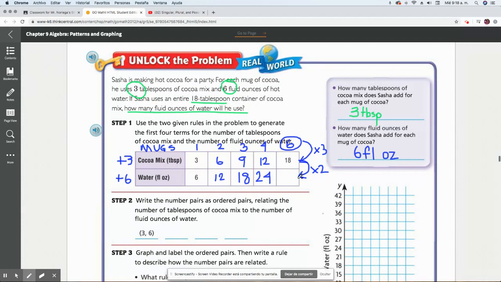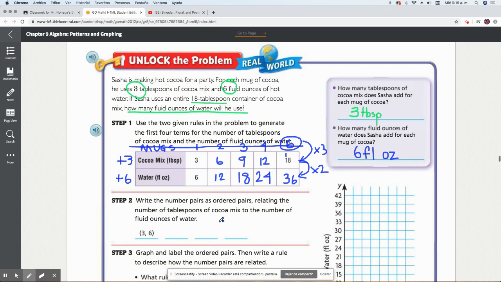So 18 times 2. I know that 8 times 2 equals 16. I bring the 6 down, carry the 1 over. 1 times 2 equals 2 plus 1 equals 3. So the answer would be 36. Now that the table is completed, I can start making my ordered pairs. For my ordered pairs, I don't need to use the number of mugs, so I'm going to cross them out because I don't want to get confused.